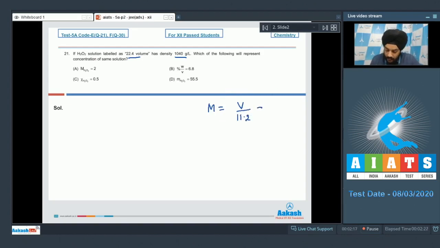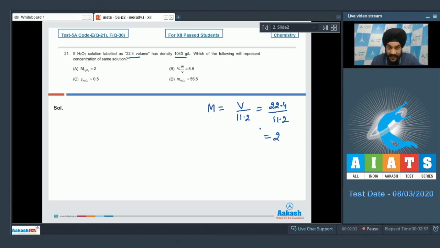So if we put the value of volume strength over here, it is equal to 22.4. And if we divide this value by 11.2, we're going to get a value of molarity equal to 2 molar. So students, the molarity of this H2O2 solution is equal to 2 molars.